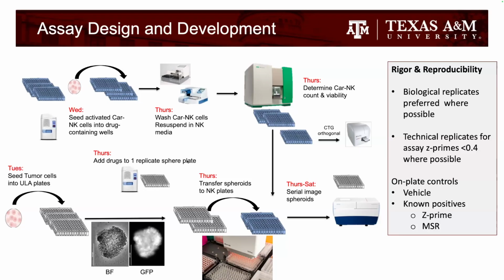So biological replicates where we can do them, obviously. Technical replicates in the assay if our Z primes are really below 0.4. These ones are actually fairly reproducible. Our Z primes have been running about 0.45, so pretty good assay for us. Every plate that we run has on-plate controls, and that's just part of what's built into all these assays and screens that we do. Obviously vehicle controls, but then we also have known controls on there for our Z prime. And another statistic that we calculate is called minimum significant ratio, where you run full dose response curves and you're actually measuring how much difference you see in your IC50s over time.